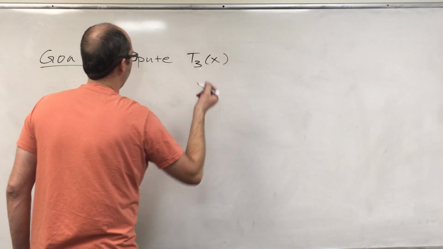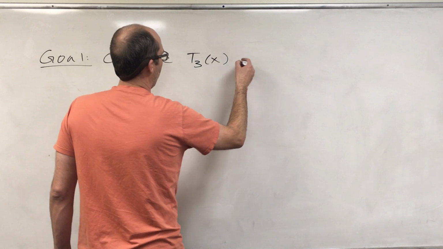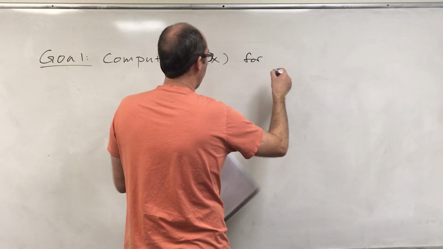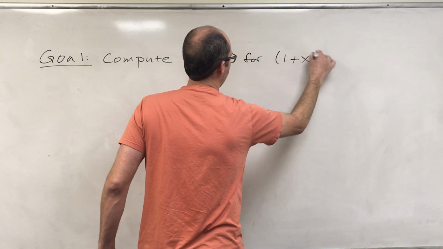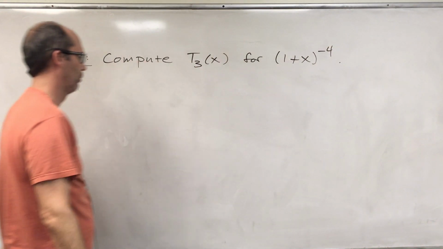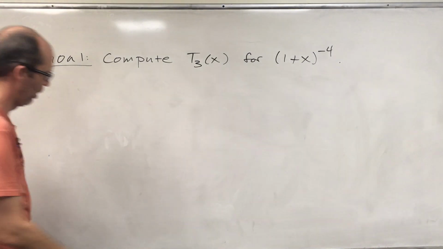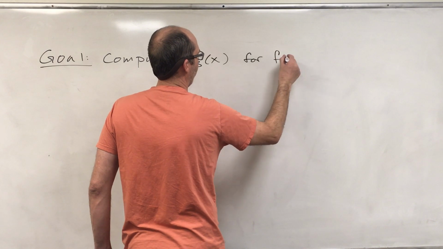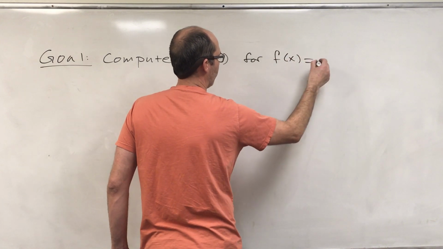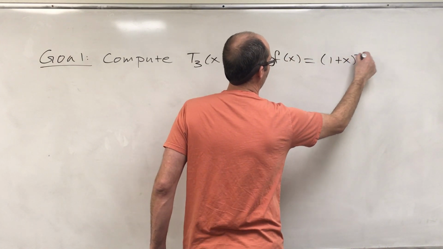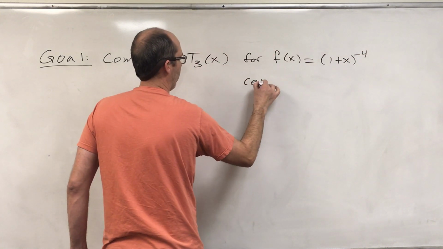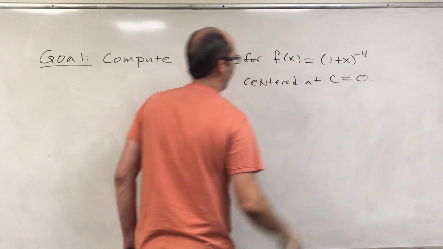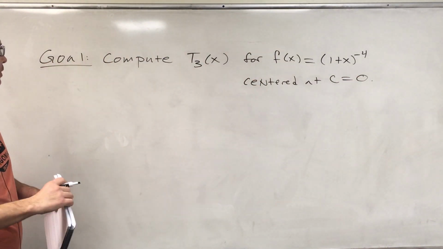T3 of x, the third degree Taylor polynomial for 1 plus x to the negative 4. I guess you could think of it as, we've been doing this a lot, calling it f of x. So for the function f of x equals 1 plus x to the negative 4 centered at c equals 0. Okay, so that's how you've seen these things worded.